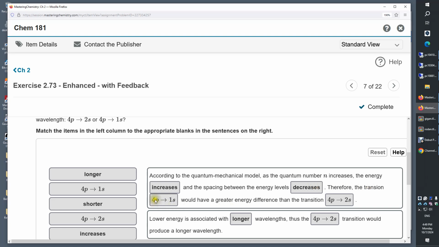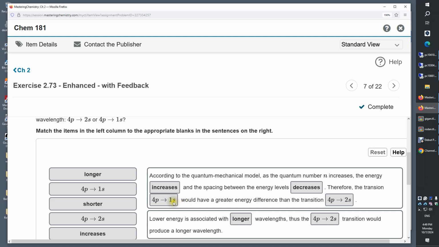The transition between 4p and 1s would have a larger energy difference than this. Well, this is actually obvious, because the energy difference between 4p and 1s is the energy difference between 4p and 2s, and then you need to add the difference between 2s and 1s. So this is why. Also, you can do some calculation.